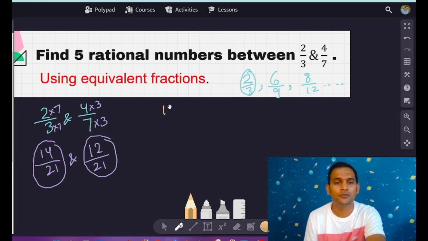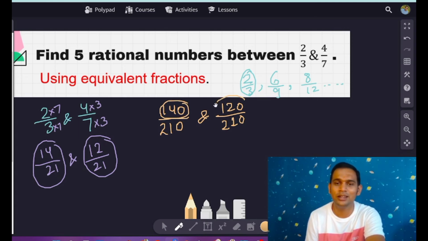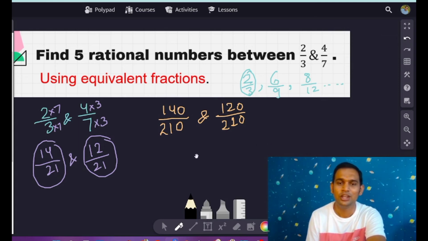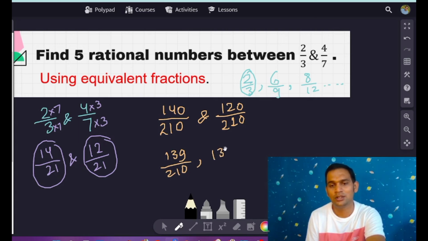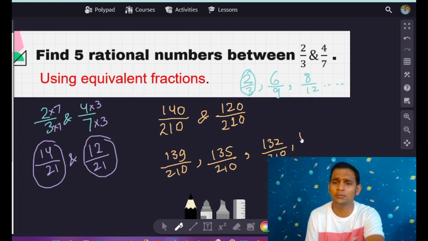10 is easier, right? So 14 times 10 gives us 140. 21 times 10 gives us 210. And 12 times 10 gives us 120. 21 times 10 gives us 210. Yep. So now can you find 5 rational numbers between 140 and 120? Absolutely yes. So 139 by 210. Then you can write 135 by 210. Simplification is your choice. 132 by 210, 131 by 210, and we want 5 of them, right? So we can take 121 by 210.